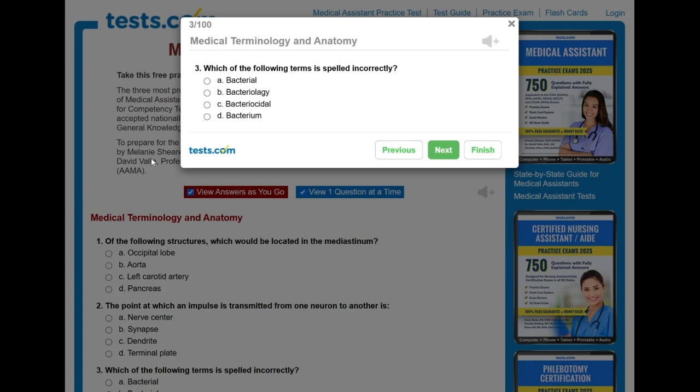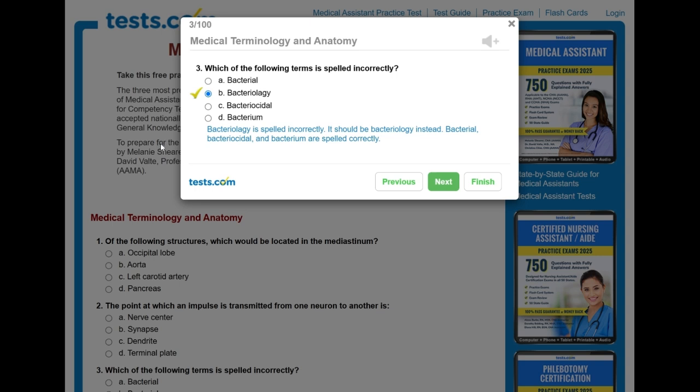Question 3. Which of the following terms is spelled incorrectly? A. Bacterial. B. Bacteriology. C. Bactericidal. D. Bacterium. B. Bacteriology is spelled incorrectly. Bacterial, bactericidal, and bacterium are spelled correctly.